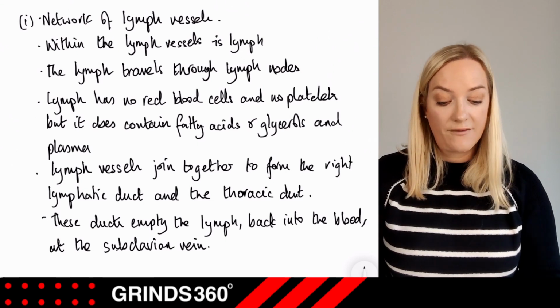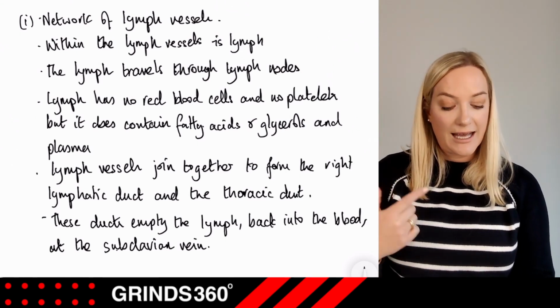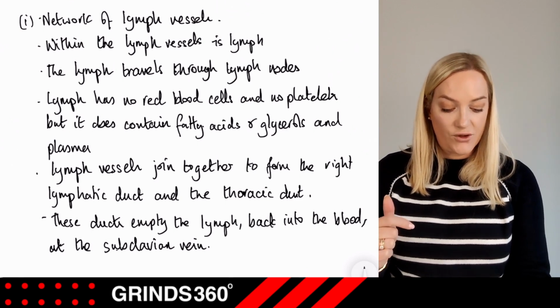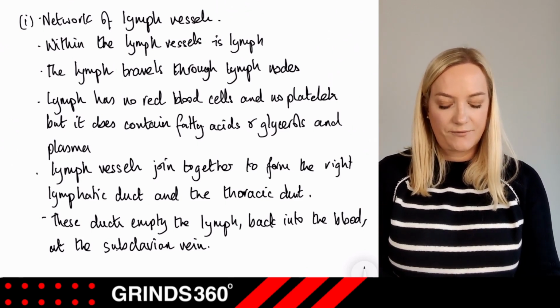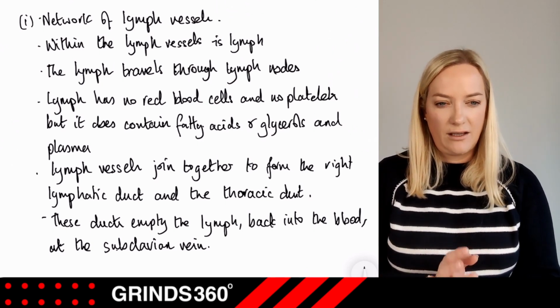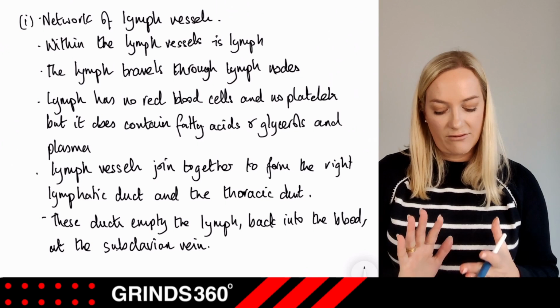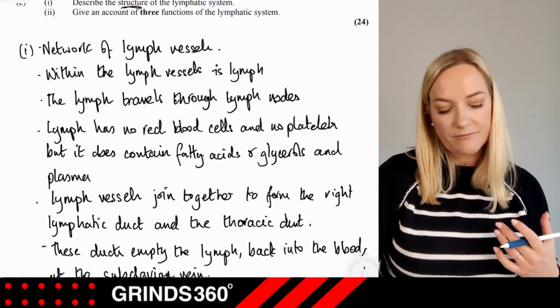What is lymph? Lymph has no red blood cells and no platelets, but it contains fatty acids and glycerol and plasma. Lymph vessels join together to form the right lymphatic duct and the thoracic duct. And these ducts will empty the lymph back into the blood at the subclavian vein. So we've done a really good answer on describing the structure of the lymphatic system.